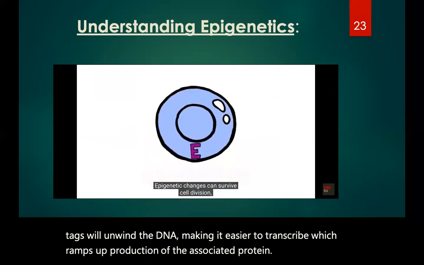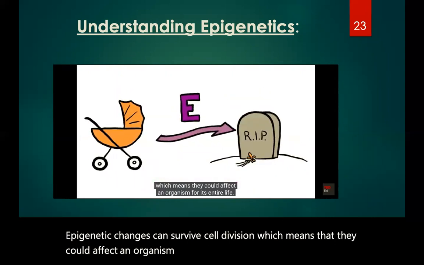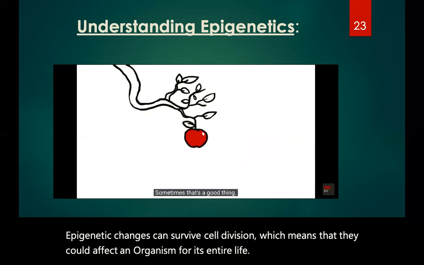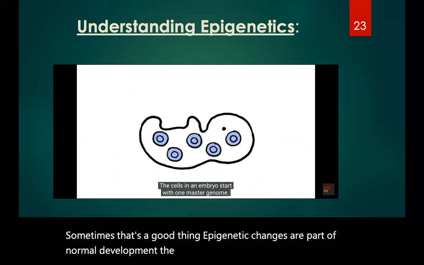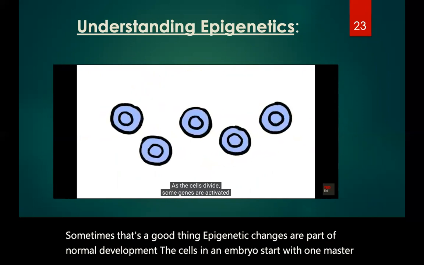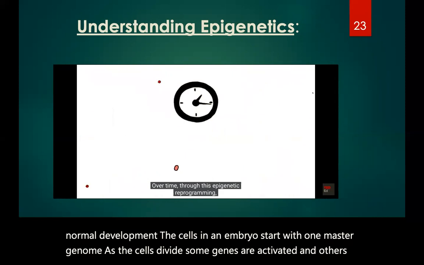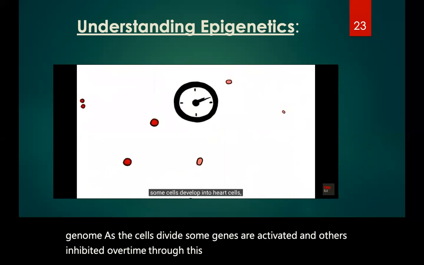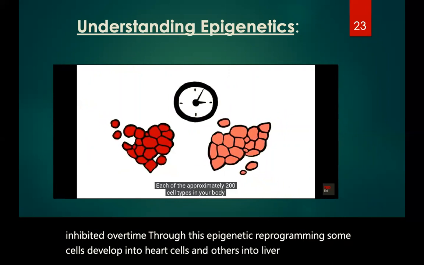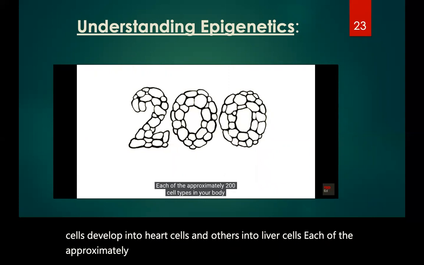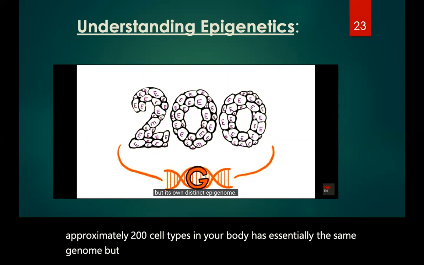Epigenetic changes can survive cell division, which means that they could affect an organism for its entire life. Sometimes that's a good thing. Epigenetic changes are part of normal development. The cells in an embryo start with one master genome. As the cells divide, some genes are activated and others inhibited. Over time, through this epigenetic reprogramming, some cells develop into heart cells and others into liver cells. Each of the approximately 200 cell types in your body has essentially the same genome, but its own distinct epigenome.